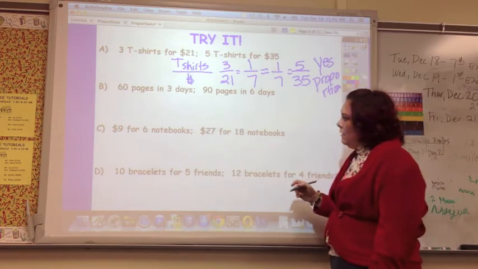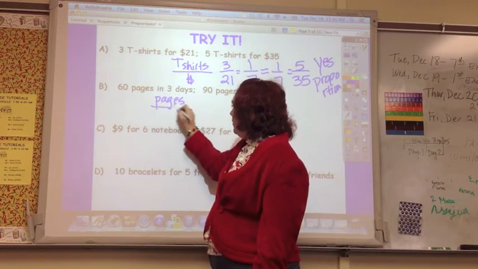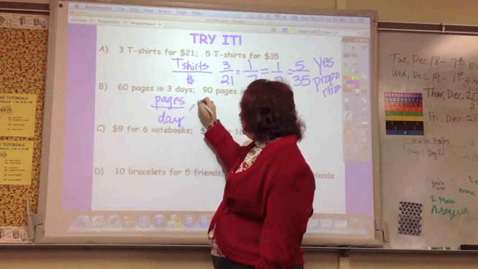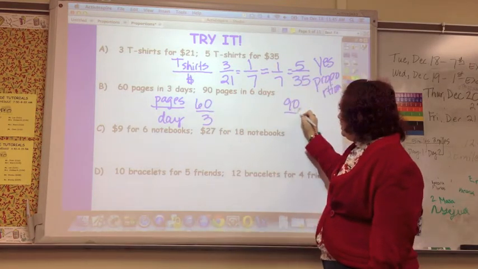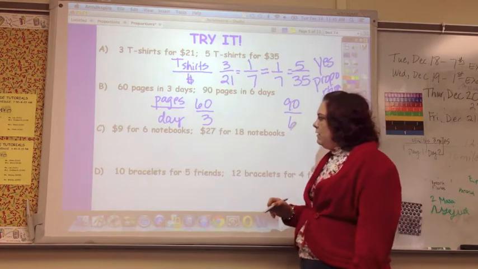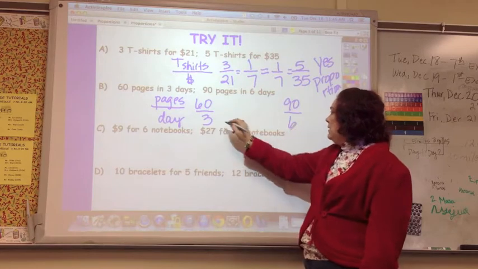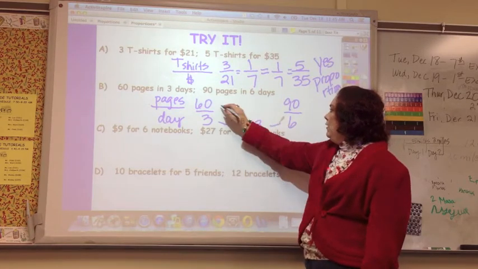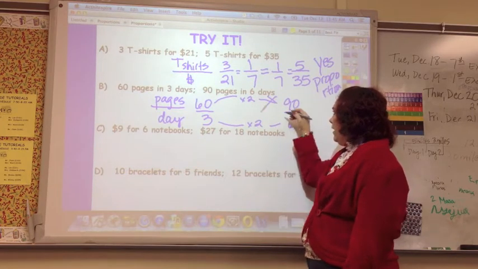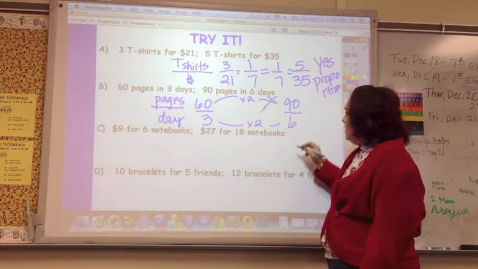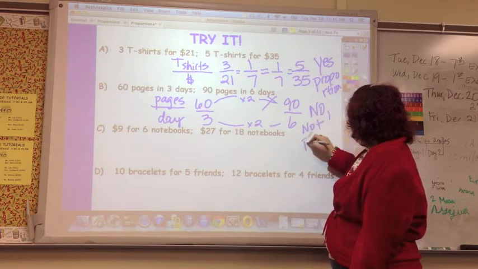Okay? And then we're going to do pages per day and 90 pages in 6 days. Well, this one, we don't even have to do a unit rate. We can go 3 times 2 is 6. 60 times 2 is not 90, it's 120. So this is not proportional.